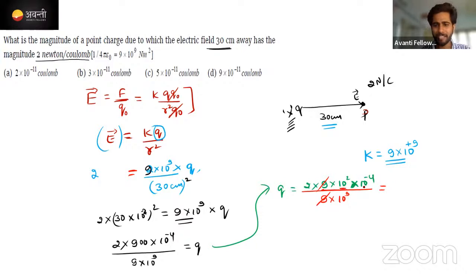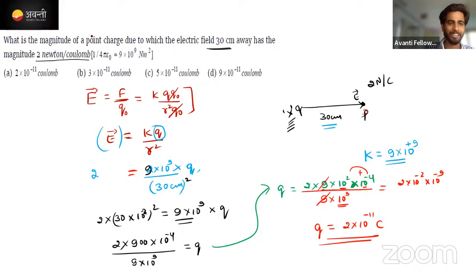The bases are the same. Add these two indices. Okay, add करने की वजह से आपको मिलता है 2 into 10 to the power of minus 2. Here plus 9 is there. If it comes to numerator means 10 to the power of minus 9 होता है. Hence q value will be 2 into 10 to the power of minus 11 coulomb. Means exactly right. Everyone solved.